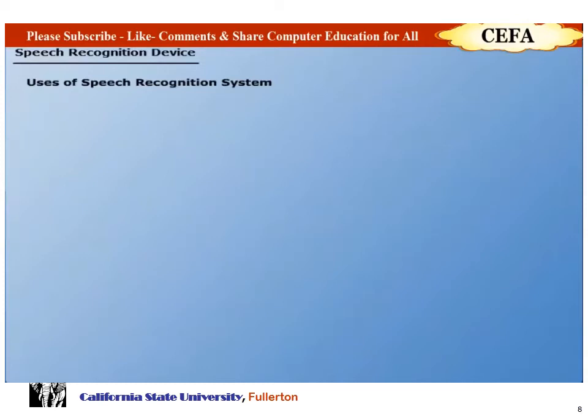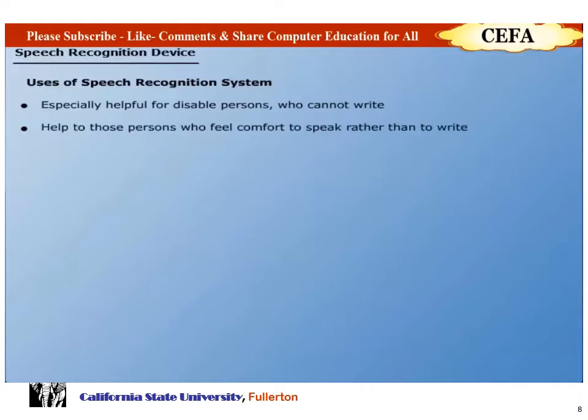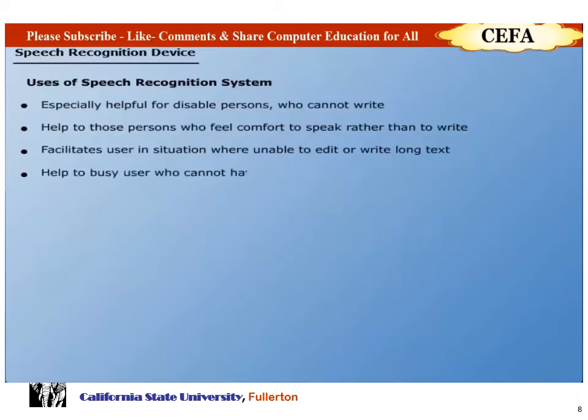Uses of speech recognition system. Speech recognition systems are specially helpful for disabled people who cannot write. It helps people who feel comfortable in speech rather than writing. It facilitates a user in a situation where he or she is unable to edit or review a long text. It also helps the user who is quite busy and doesn't want to type the data due to shortage of time.